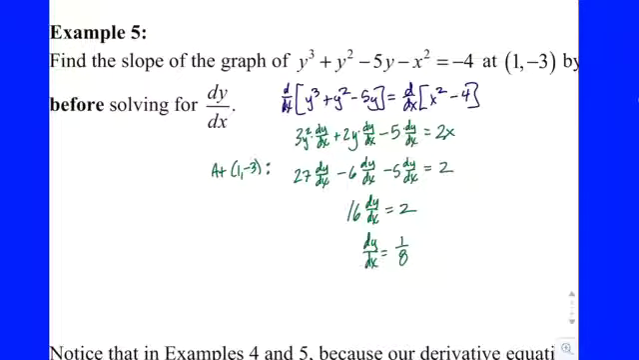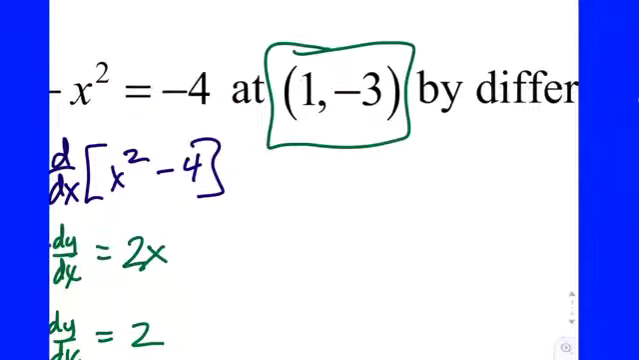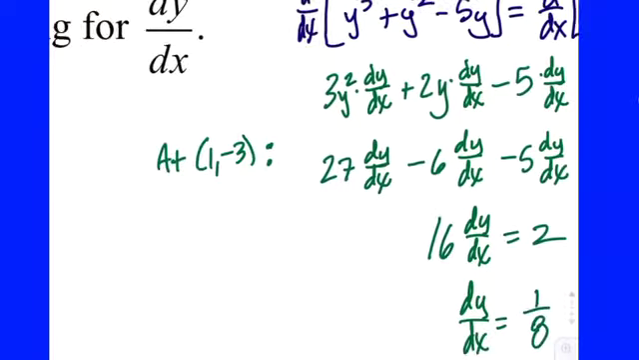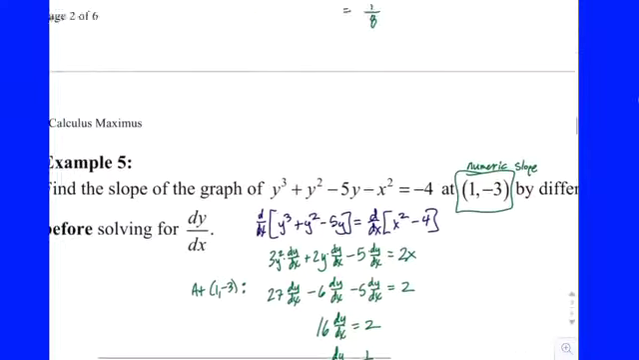When would we know to do that instead of solving for dy dx first? Depends what our end product is. If we are after a numeric slope, then take the derivative with respect to x, both sides, plug in first and show that you're doing it like that, and then solve for dy dx.